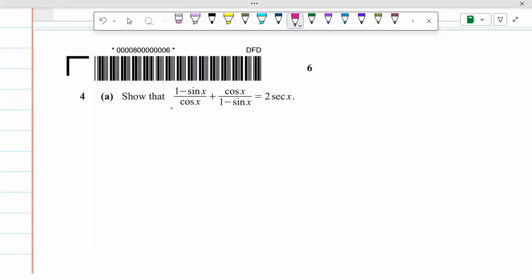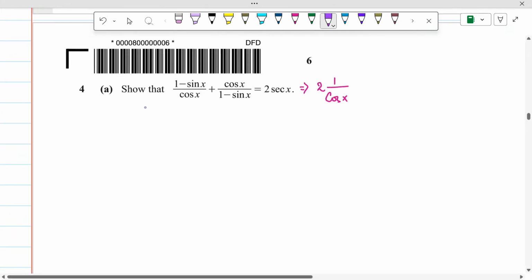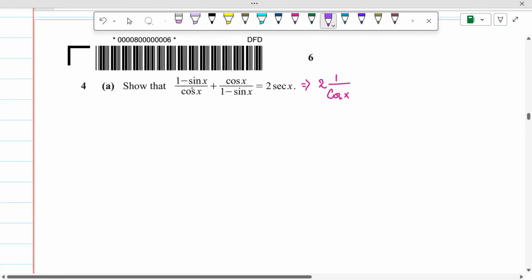Question number 4. Show that (1 minus sine of x) over cos of x plus cos of x over (1 minus sine of x) is equal to 2 secant of x. Okay, when we solve the left hand side, we should know that we will be moving towards 2 times 1 over cos of x. So, (1 minus sine of x) over cos of x plus cos of x over (1 minus sine of x).